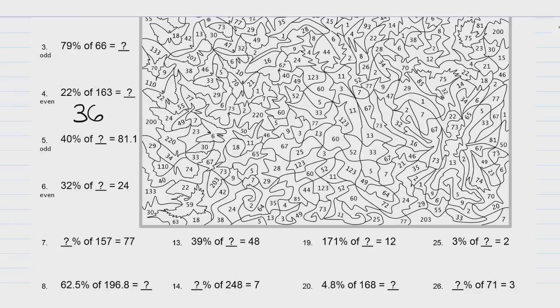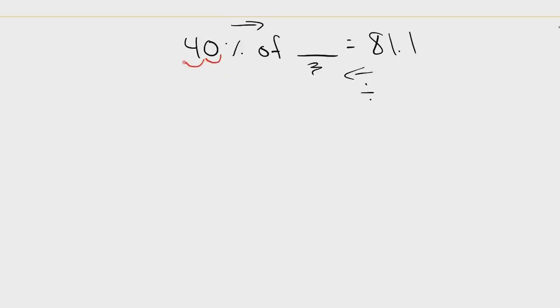Problem number 5. Problem 5 is 40% of a number equals 81.1. You cannot multiply forward because we're missing a number on this side right here. So we're going to have to work in the opposite direction, which means we're going to divide. But before we divide, let's change this 40% to a decimal. So we're going to move the decimal 2 spaces to the left.